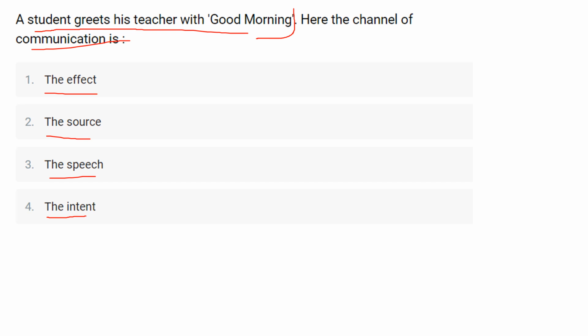In a nutshell, a communication channel is a medium through which you can send a message to its intended audience. For example, phone call, text messages, emails, video, radio, social media are all types. All these are the types of communication channel. The speech is a channel of communication. In the above example, when the student greets the teacher with good morning, the student is using speech as a channel of communication. The process of communication includes sender, channel, message, then there is a receiver and feedback.